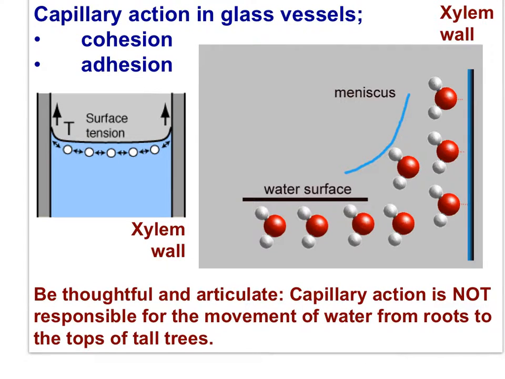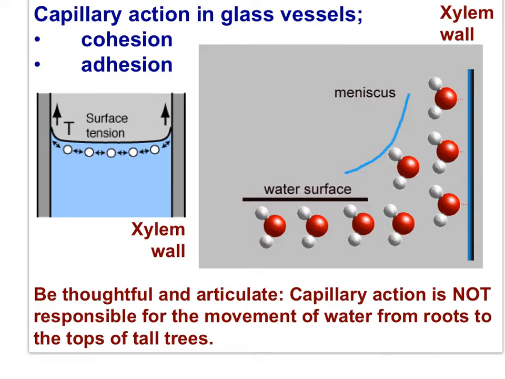In these images, you can see the forces at work: cohesion, the attraction among water molecules, and adhesion, attraction between water and the xylem vessel wall. But be thoughtful and be articulate. Capillary action is not responsible for the movement of water from roots to the tops of tall trees. You must have evaporative pull across the massive leaf surface area in order to provide the tension required to draw water up from the roots to the leaves.